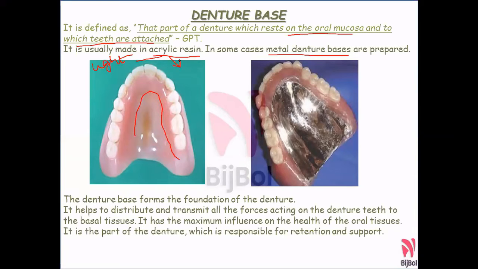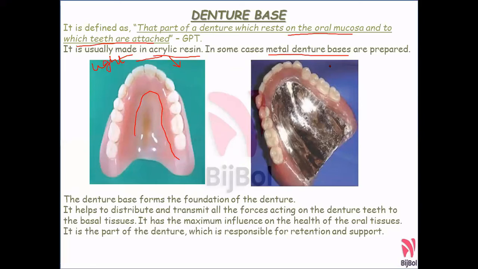Now, what could be the disadvantages of acrylic resin? Discoloration. Yes. And weaker than metal, can easily break. Yes. One more thing. Attrition. Abrasion. That is regarding the teeth. We are talking about the denture base. So, as you already told, it will irritate the tissues.